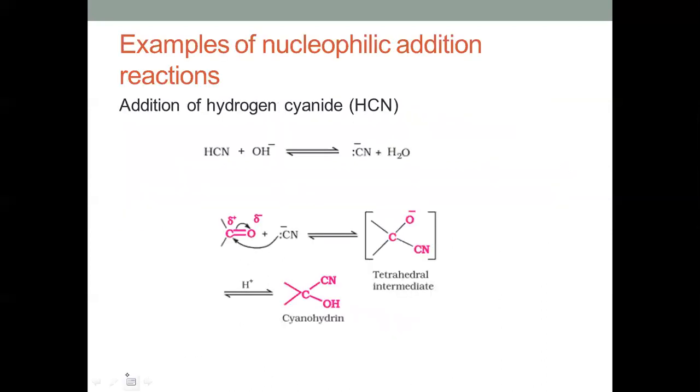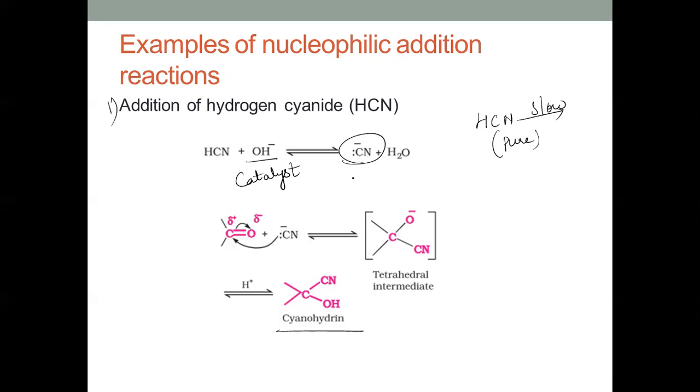Yes. Next one. What are the examples of these nucleophilic addition reactions? The first one is addition of hydrogen cyanide. These aldehydes and ketones will react with HCN, resulting in the formation of cyanohydrin. But with pure HCN, the reaction is slow. So it can be catalyzed by a catalyst, OH minus, that is a base, which will increase the reactivity of HCN towards nucleophilic addition by the formation of an ion which is more nucleophilic. So it generates a CN minus ion, which is a stronger nucleophile now.